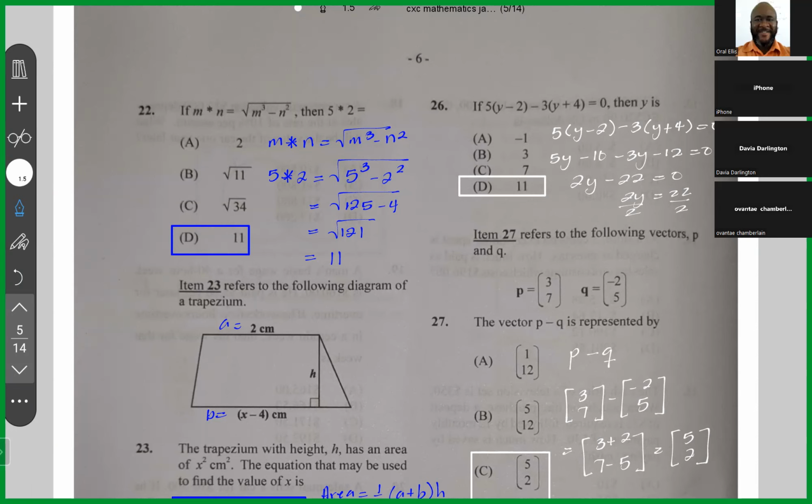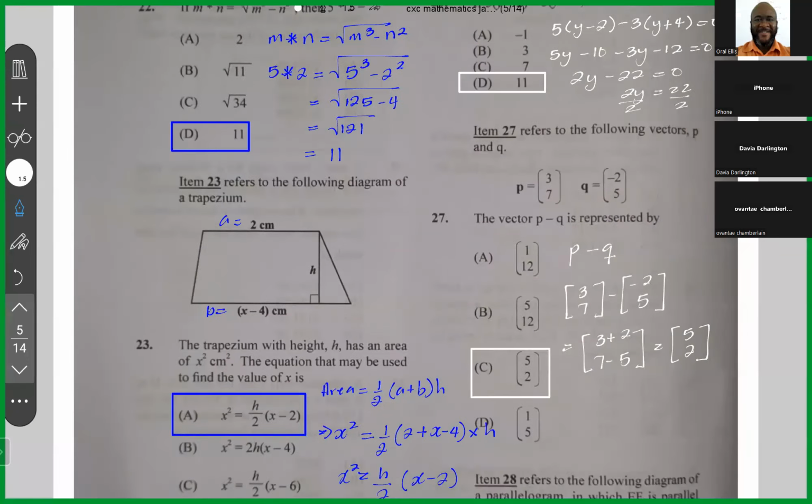So it's 5 cubed, which is 125, minus 2 squared, which is 4. We get the square root of 121. The square root of 121 is 11. That is something basically you just had to know before you do the question.